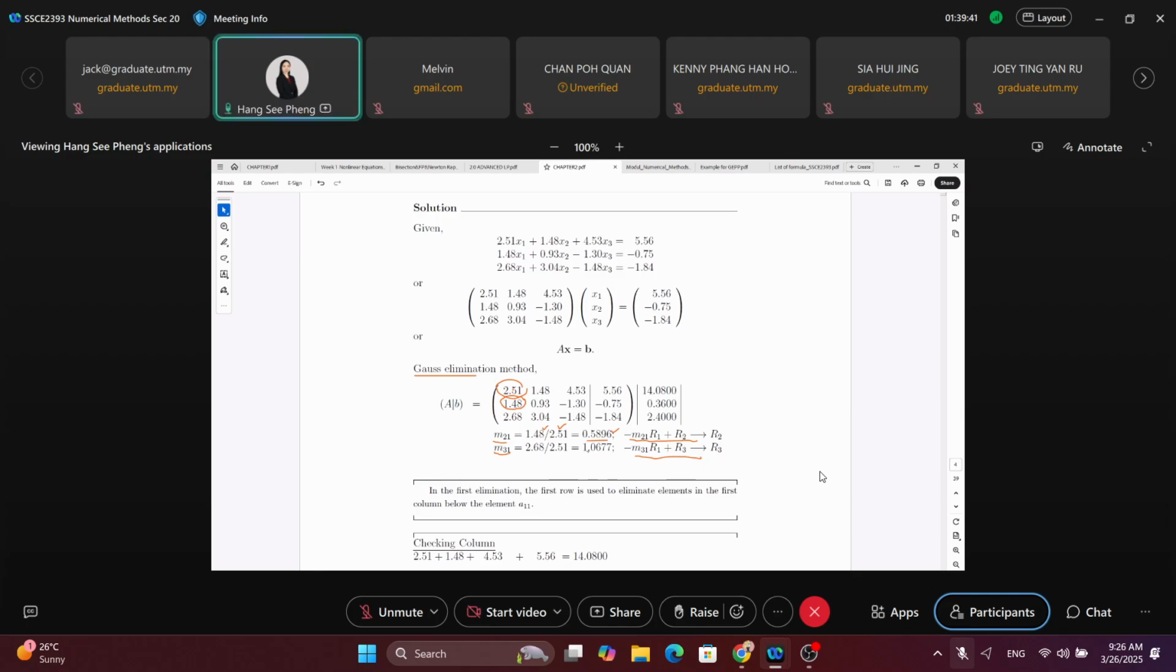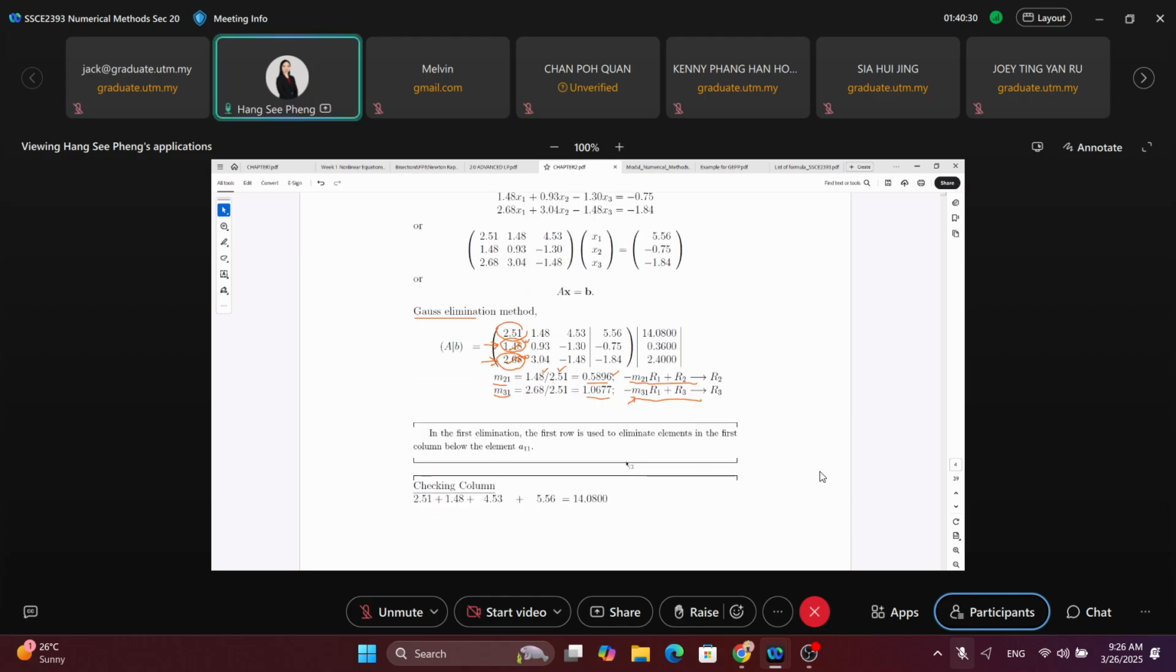Then we will perform these operations on the next columns. Since you already have M21, minus M21 multiplied with R1 plus R2 gives a new R2. Repeat these steps until the whole row 2 is updated. Next, how to reduce this to be 0? The same way, we calculate M31. M31 equals A31 divided by A11, so we get 1 point something. Then we put it into the operation, so this should be reduced to 0. Then we perform the same operation for the whole row 3. We will see what happens.